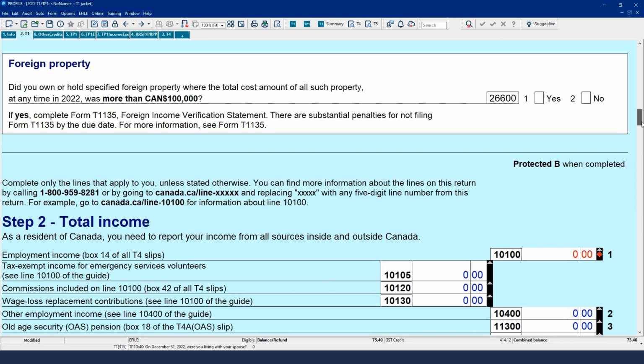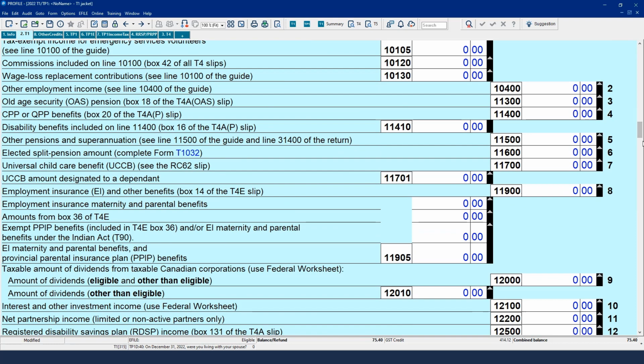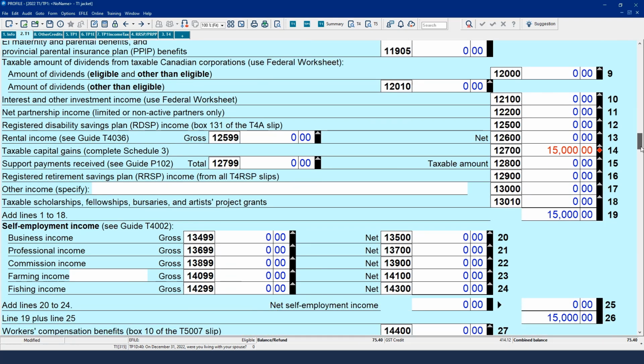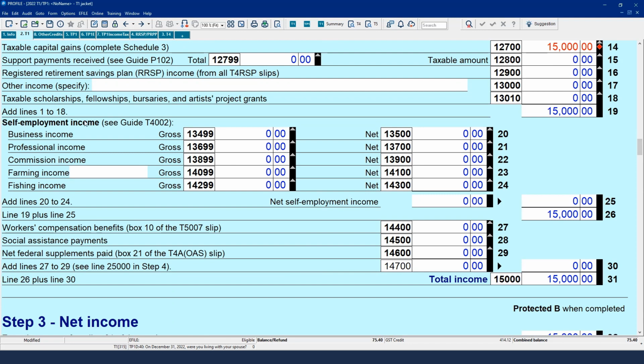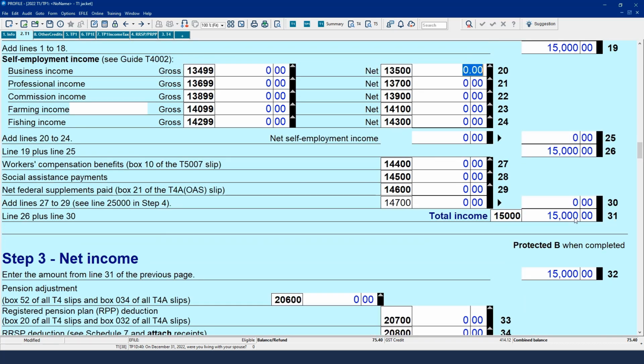Actually, let's go back to total income. So yeah, I've got my rental income, my capital gains, my EI, all this goes in my total income. My business or self-employment income as well. I've got your gross and net, but only the net is what gets included in my total income. Social assistance payments and so on. So that gets included in my total income.